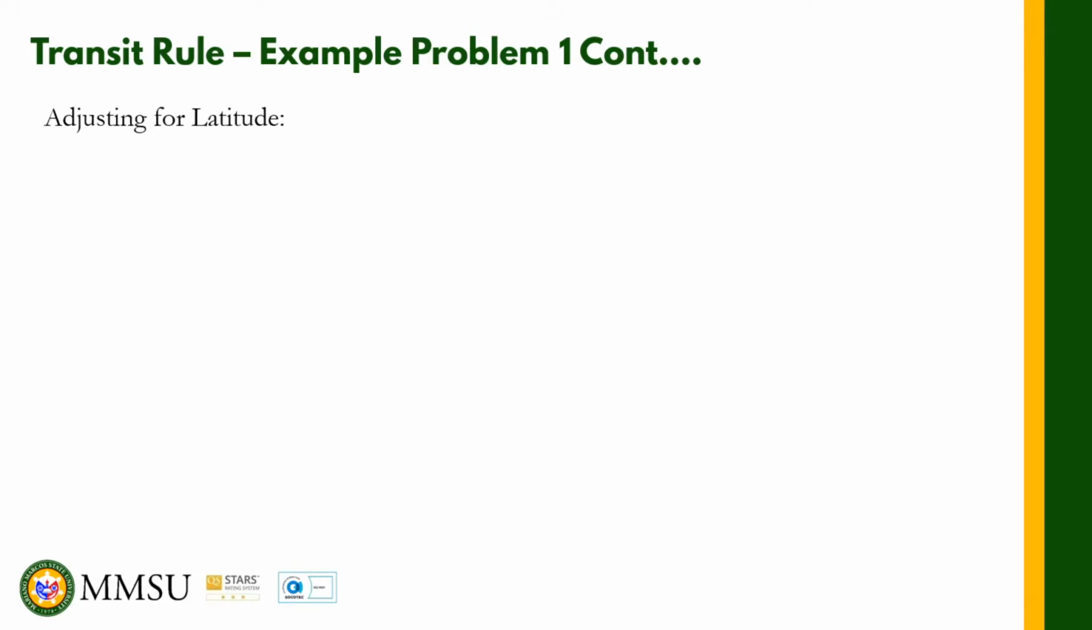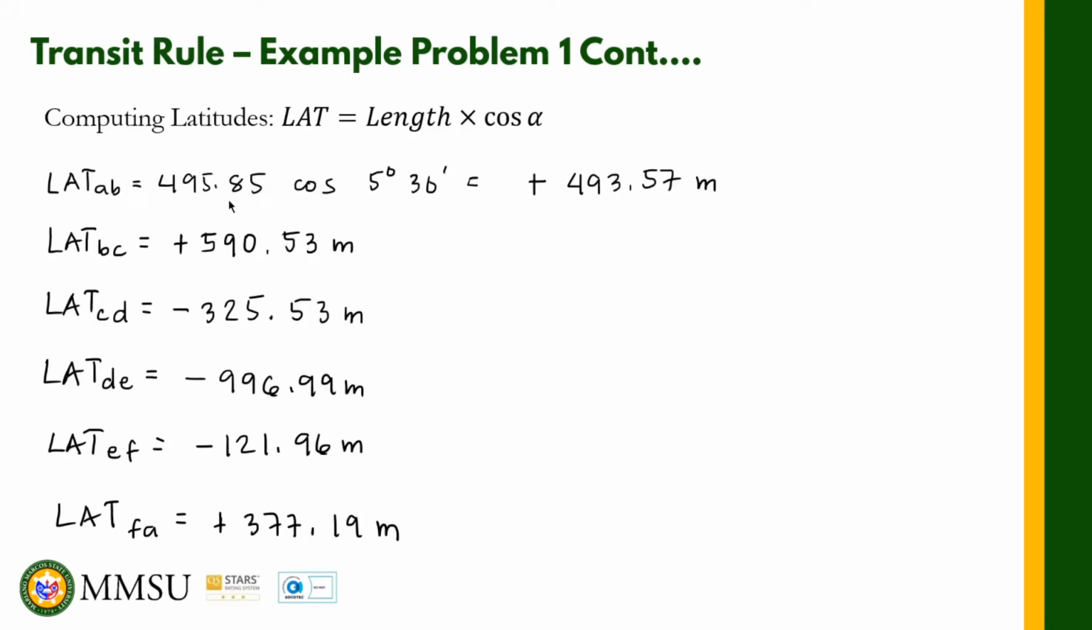For the first one, the corrected latitude for AB. Our symbol for that one is lat of AB, pero lalagyan na natin ng prime. This is the adjusted latitude for AB. This is equal to the original latitude of AB. Ano na yung original na latitude ng AB natin? Ayan, given 493.57. Since this is north, I mean positive, magma-minus tayo.